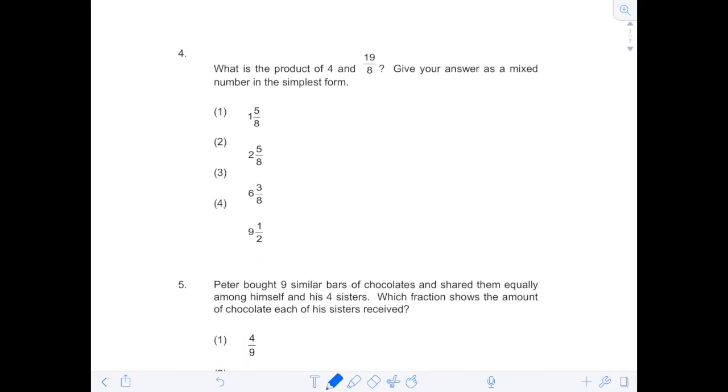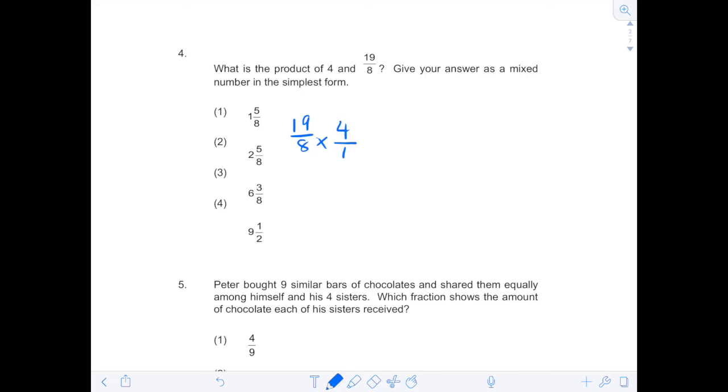Now for question 4, what is the product of 4 and 19/8? Give your answer as a mixed number in simplest form. So here you have 19/8 multiplied by 4. When you're going to multiply, always change the whole number into a fraction by just making it over 1, so it's easier to see.